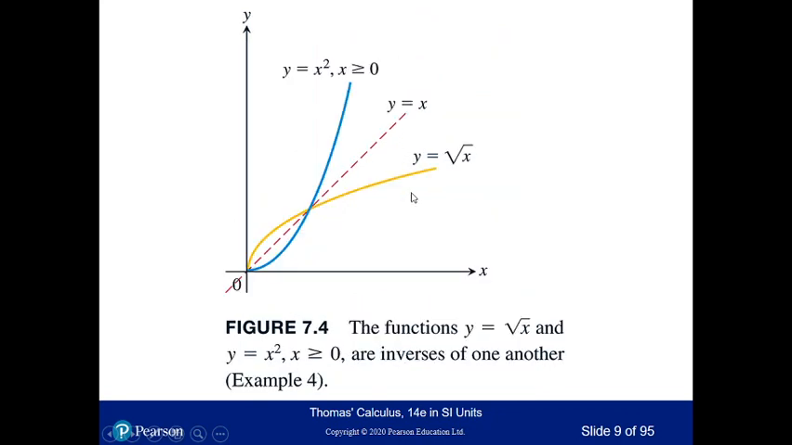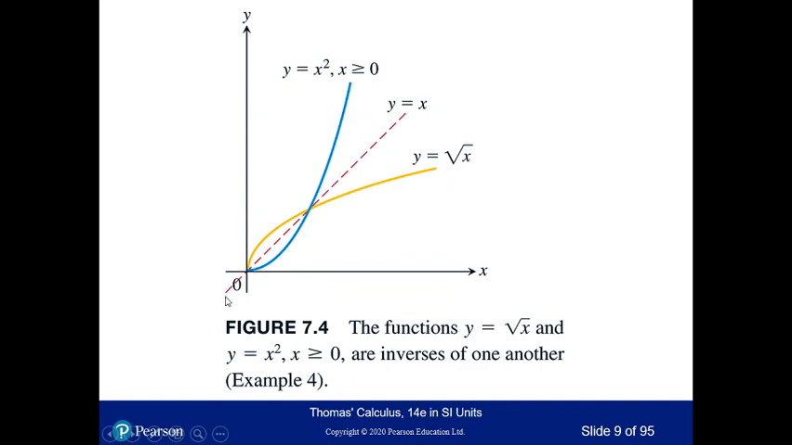We have another example. We have said that y is equal to x squared is not 1 to 1. However, if you change the domain to x greater or equal to 0, look, y is equal to x squared, x greater or equal to 0, then it's 1 to 1. It passes the horizontal line test. Therefore, it has an inverse.